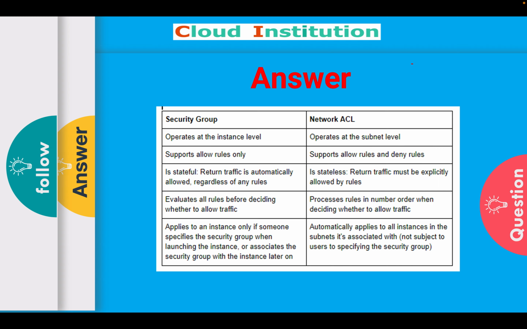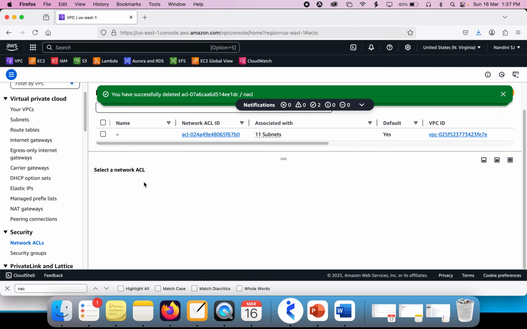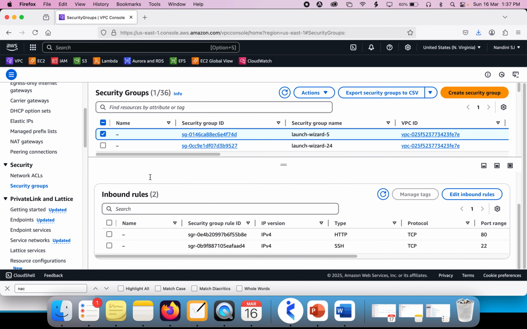So that is the first difference: security groups operate at the instance level and NACL operates at the subnet level. Security groups support allow rules only, and NACL supports allow and deny rules. Let's see what allow rules and deny rules are. Let's go to the NACL and the security group. We have security group and then NACL.